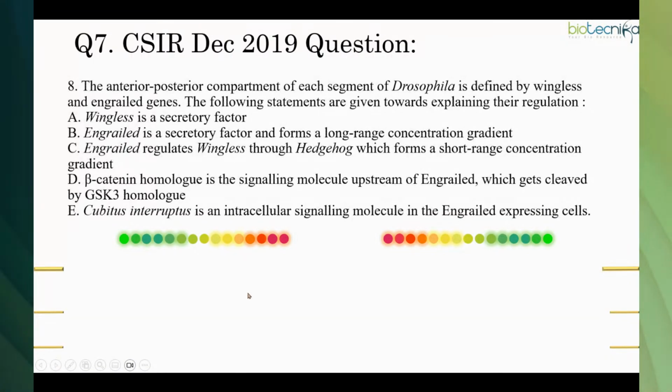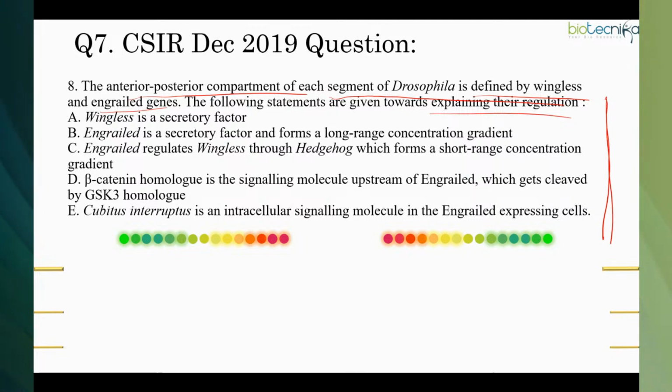Now another question from Drosophila. This is regarding the anterior posterior compartment. Basically, you would be knowing the segment polarity genes, so this question is regarding that. The anterior posterior compartment of each segment of Drosophila is defined by wingless and engrailed genes. The following statements are given towards how they are regulated.